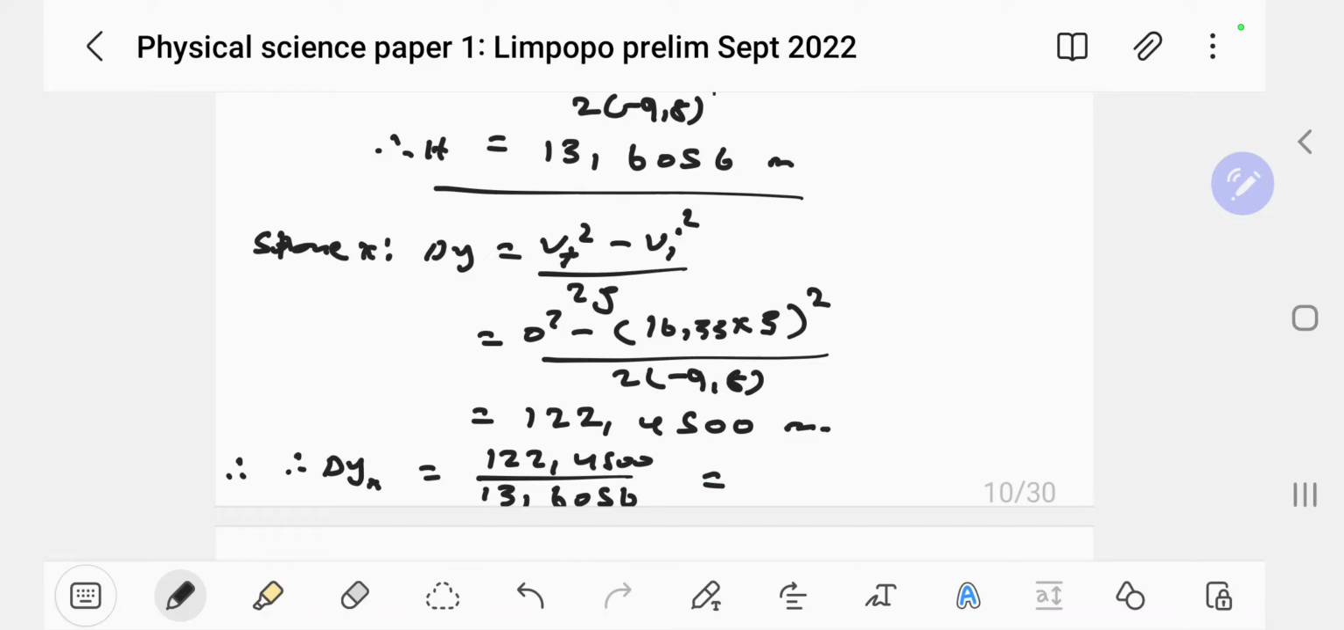So it's going to be 122,4500 divided by 13,6056. All right, guys. So to 2 decimal places, this is effectively 9. Okay, because I'm getting 8,999. So to 2 decimal places, it falls away to 9, which is exactly what they want.